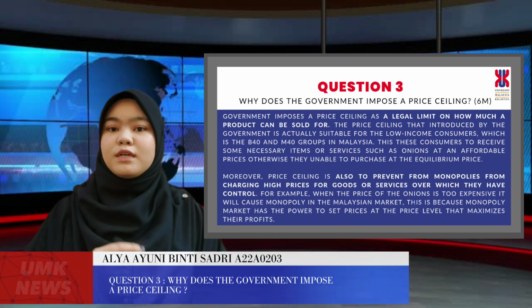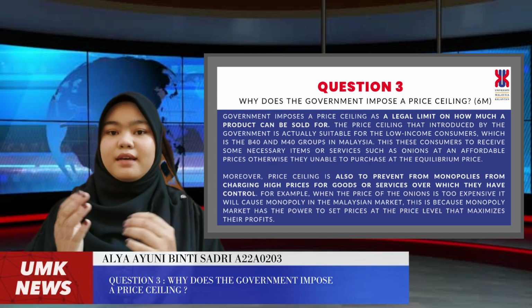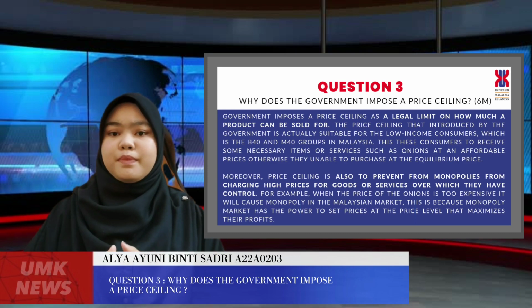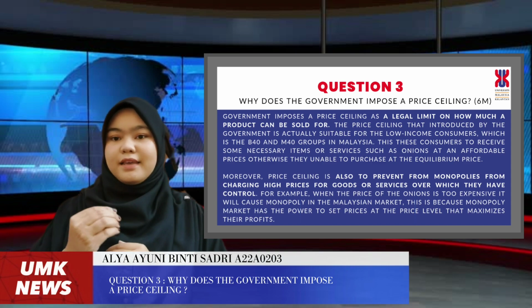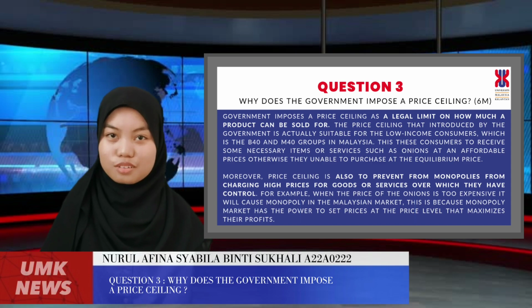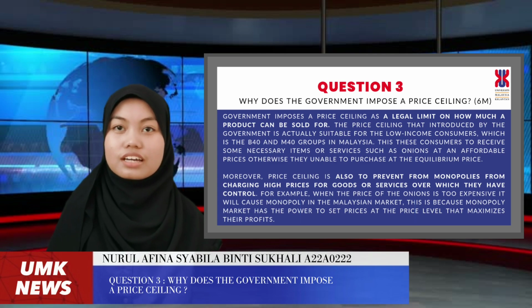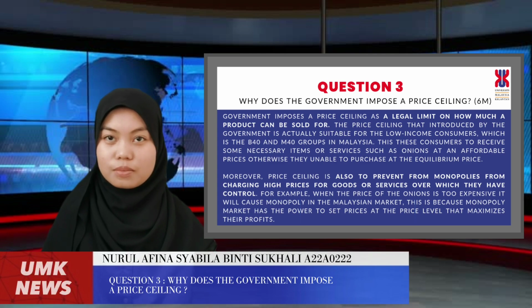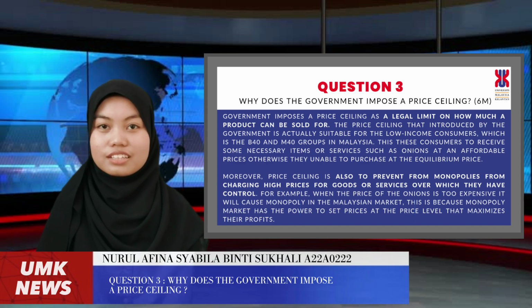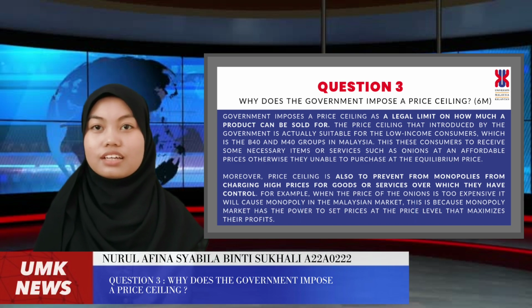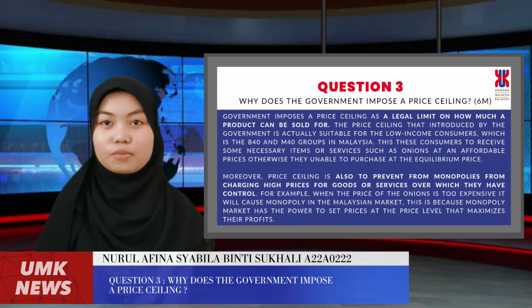Next, why does the government impose a price ceiling? It's a legal limit on how much a product can be sold for. This price ceiling was introduced by the government to help low-income groups such as the B40 and M40 groups. For example, these groups can buy onions at a cheaper price level. Moreover, a price ceiling is also to prevent monopolies from charging high prices for goods or services over which they have control. For example, when the price of onions is too expensive, it will cause monopoly in the Malaysian market. This is because a monopoly market has the power to set prices at the level that maximizes their profit.